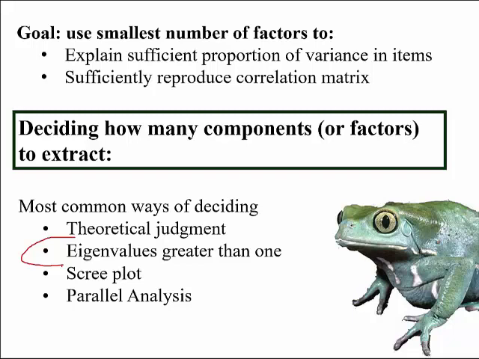So the idea is that once you extract factors that are explaining less variance than a single item, those factors or components are no longer useful. And so the logic goes, we should extract as many factors or components as have eigenvalues greater than 1. And once we start extracting factors that have eigenvalues less than 1, we should stop. So only take factors or components that have eigenvalues greater than 1 and not ones that have eigenvalues less than 1. So that's another way.